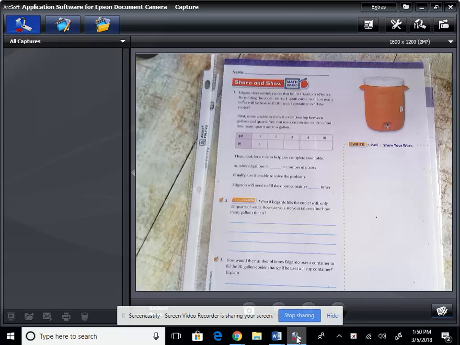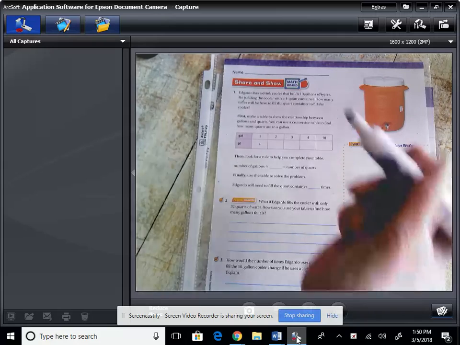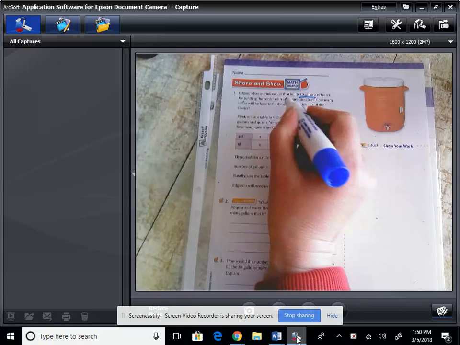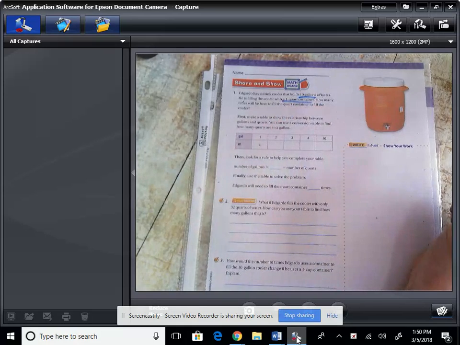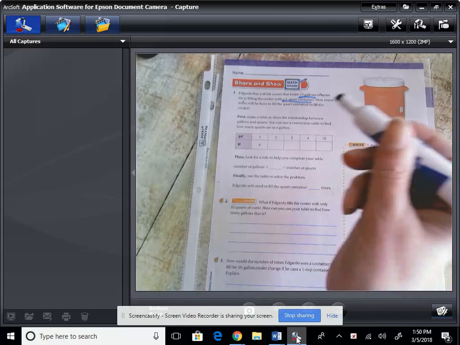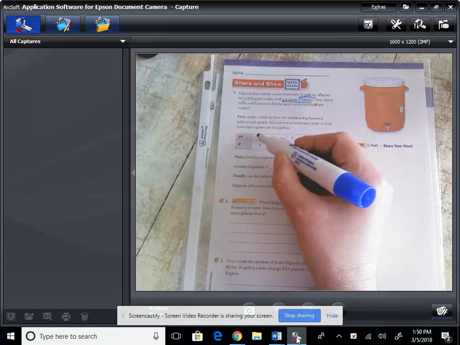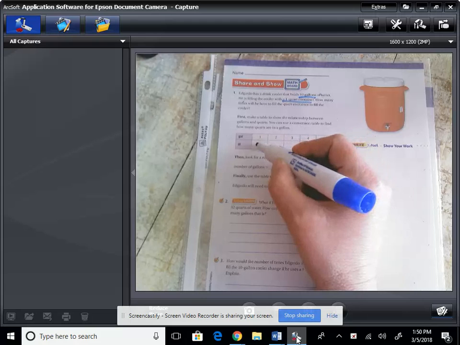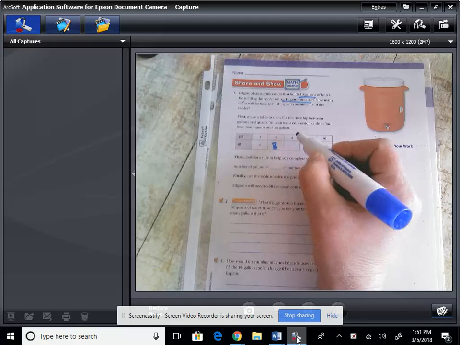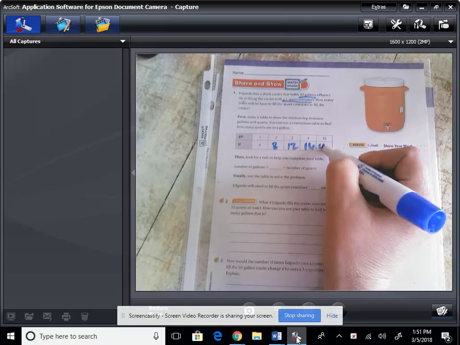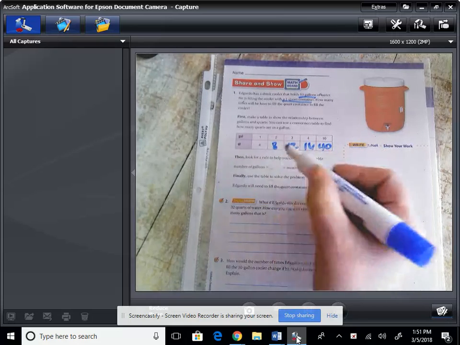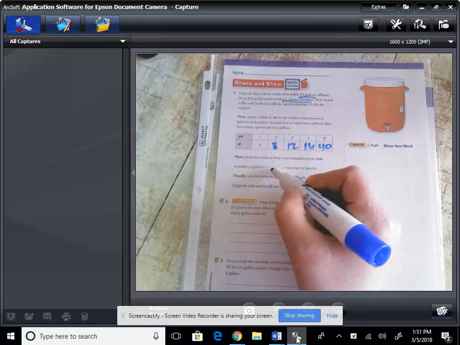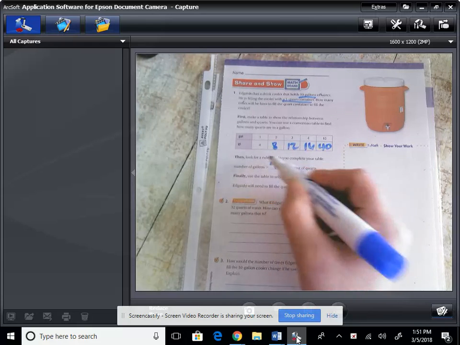Eduardo has a drink cooler that holds 10 gallons of water. He is filling the cooler with 1-quart containers. How many times will he have to fill the quart container to fill the cooler? Okay, so I'm going to first fill out the table. 1 gallon equals 4 containers. 2 gallons, well, I take this times that, what I started with, 8, 12, 16, 40. So the rule is what?